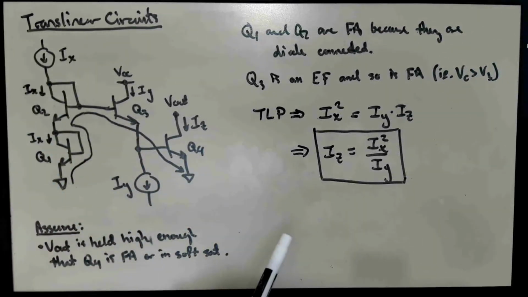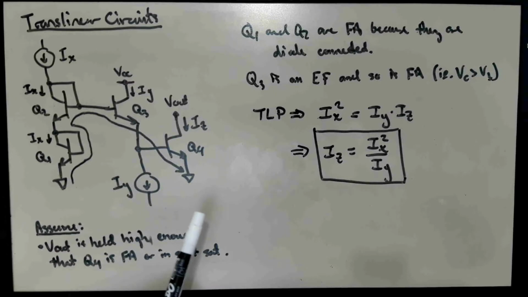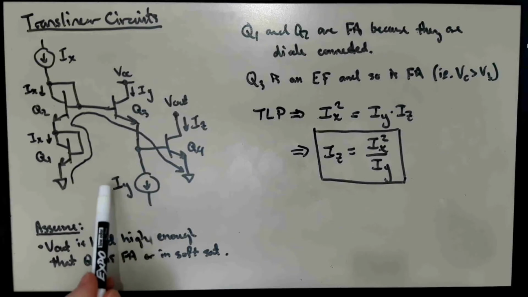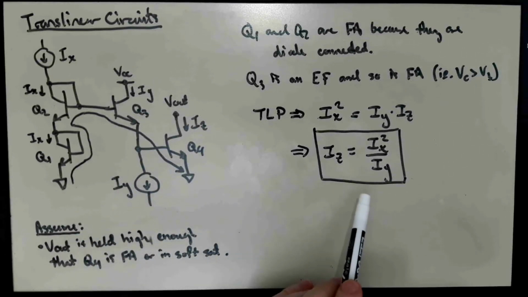So what this circuit does is it implements a squaring relationship or a reciprocal relationship. So if I were to put in, let's say, 1 milliamp for IY, and I put in 2 milliamps for IX, the output should be 4 milliamps. So we have this very simple circuit involving 4 transistors that can implement this kind of interesting nonlinear relationship.